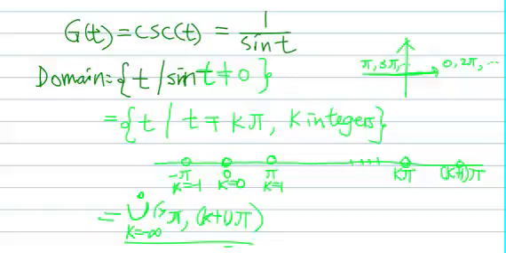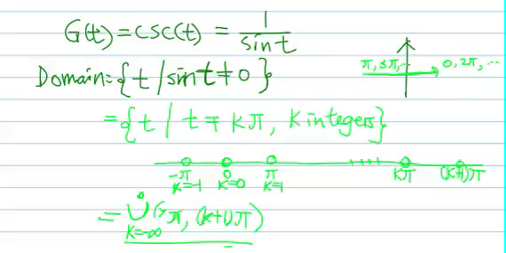sine of t cannot equal to 0. Otherwise, the denominator will be 0, and we will have dividing 1 by a 0 number. If we draw the x and y axes, sine of t will be represented by the y value. Sine of t equals 0 when y equals 0.